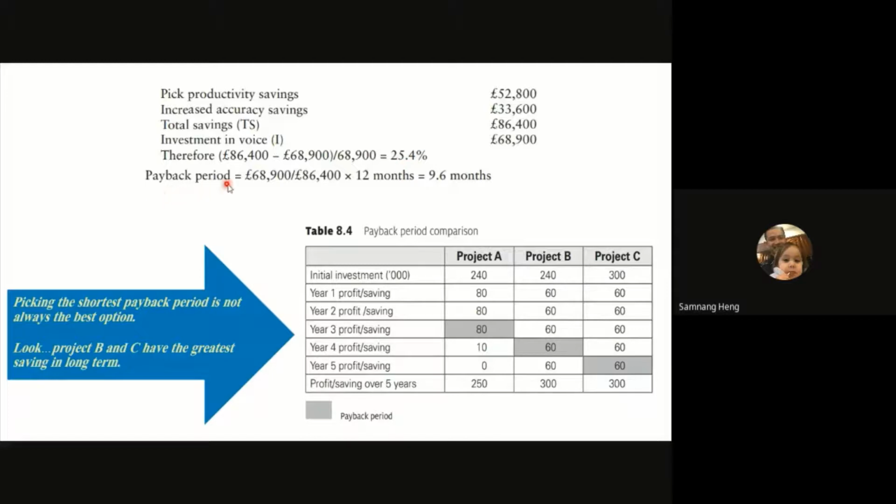And the payback period is the same thing. Instead of minus, you just directly divide the investment by the saving and multiply by 12 months. So you see 9.6 months. What is it? It's the time when the company starts making money back from the investment. Yes, they start making money from the first month, but that money has to pay back the investment the company spent earlier. So 9.6 months is the break-even time.